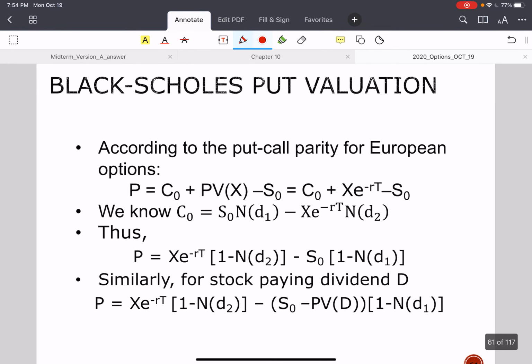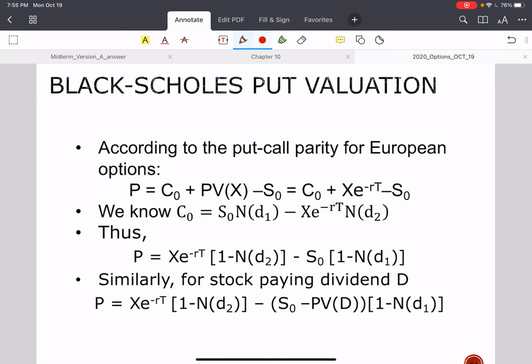Now, what about a put? What about a put option? First, we will not discuss the valuation formula for an American put, because we know that it's possible for an American put you will want to exercise early, right? So we will just examine the valuation formula for a European put option. Well, this is actually pretty easy.